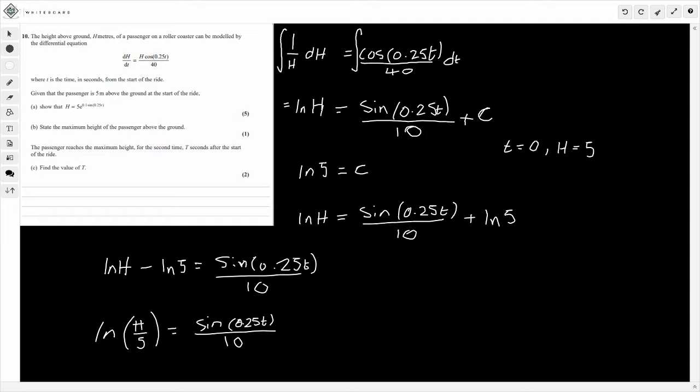And now we can anti-log here. Because this is ln, we're going to raise everything to e. So this will just become h over 5. And this is going to be equal now to e to the power of all of this. Now, they've given it as 0.1. It's the same as 1 over 10, but we'll write it in the form they've asked for. So it's going to be 0.1, e to 0.1 sine, and then 0.25t.